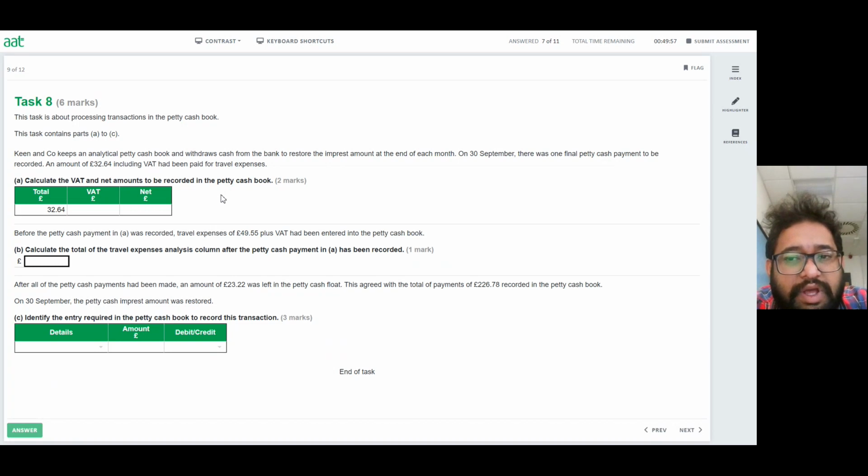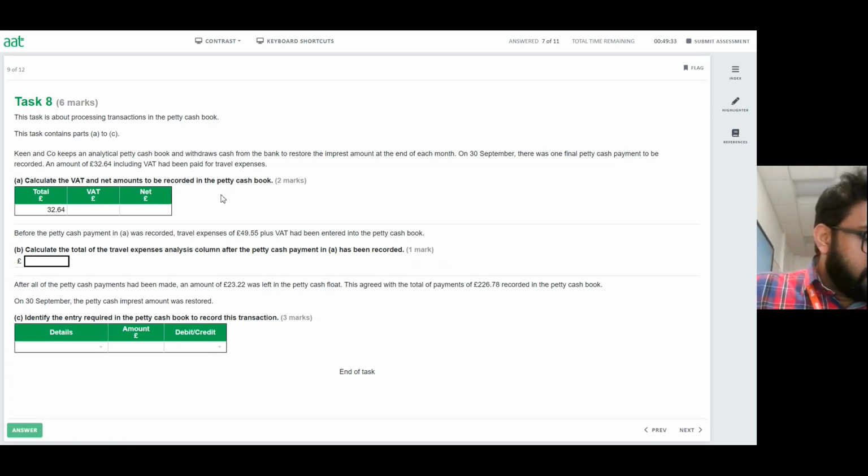On 30th of September, there was only one petty cash payment to be recorded. An amount of £32.64, including VAT, has been paid for travel expenses. They want you to calculate the VAT and net amount to be recorded in the petty cash book. So if they've given you the amount £32.64, that is the total amount after VAT.